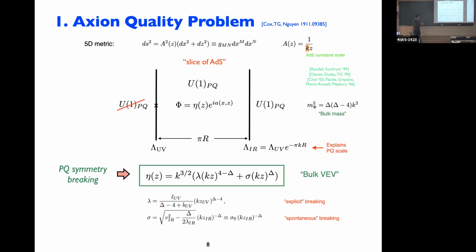And then in the bulk, I'm going to put the axion in the bulk, and I'm going to put my Peccei-Quinn symmetry in the bulk as well, and also on the IR boundary. This Peccei-Quinn symmetry is going to be preserved in the bulk and on the IR boundary, but on the UV boundary, I'm going to allow for maximal violation.